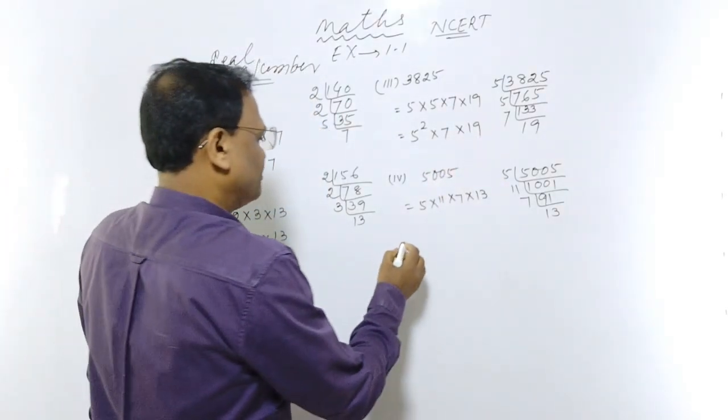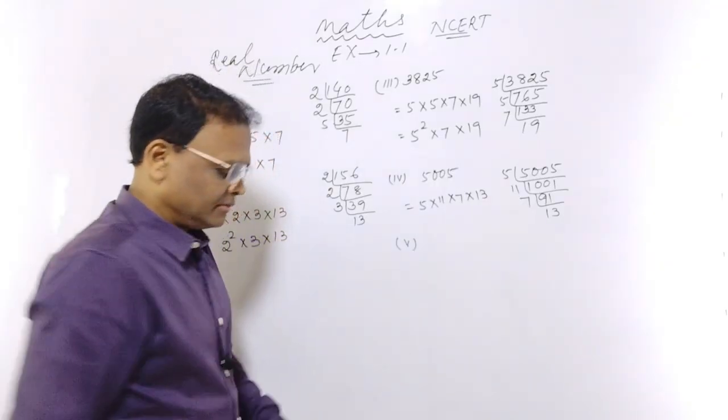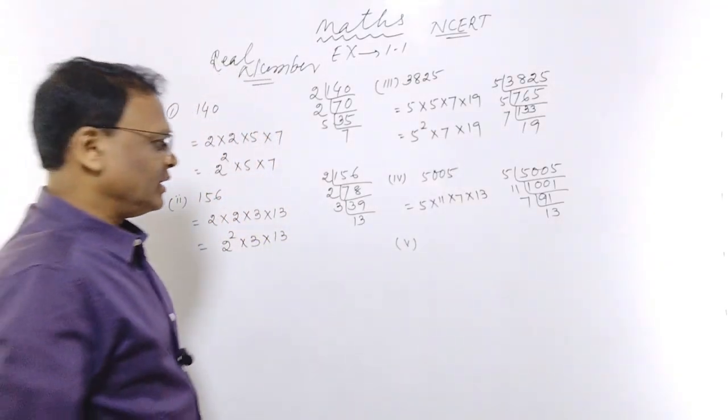Now let me begin with the fifth one, which is the last one. The fifth is 7429.